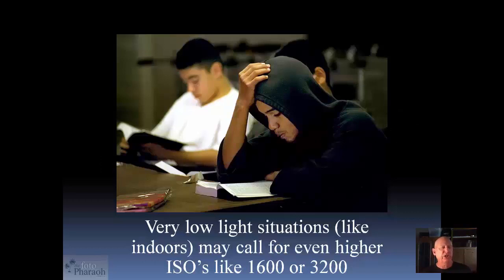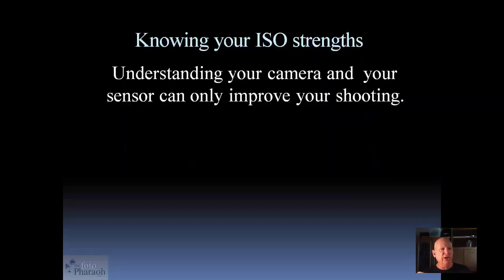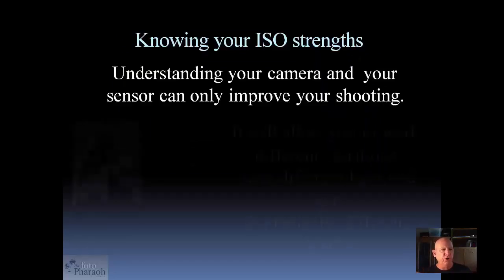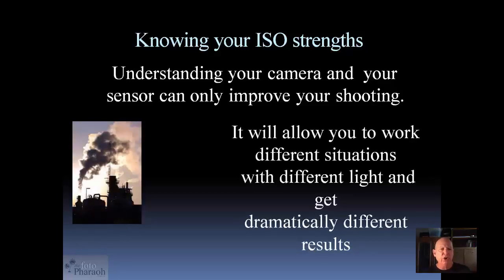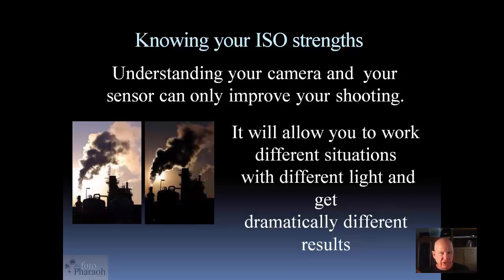So in very low light situations, like even going indoors, which many people like to do, you're going to need an ISO of 1600 or maybe 3200 or even higher to make a decent picture. Shooting inside at the level you're at right now is probably not a good idea. It's better to stay outside and master the light outside before moving inside. So knowing your ISO strengths is important. Understanding your camera and your sensor can only improve your shooting. It will allow you to work different situations with different light and get dramatically different results, which is what we're after.